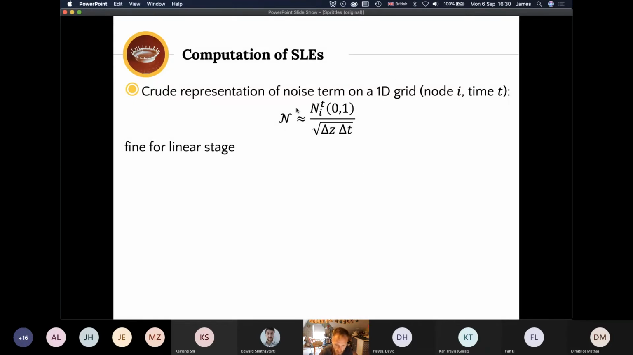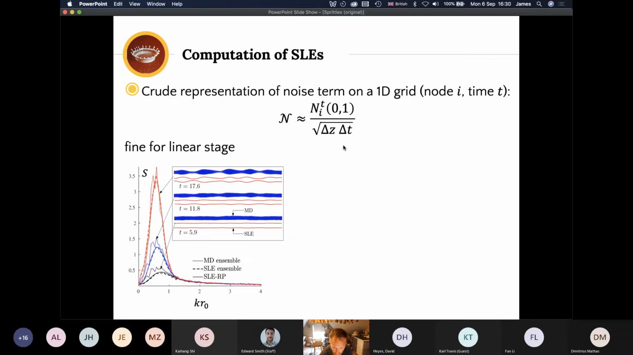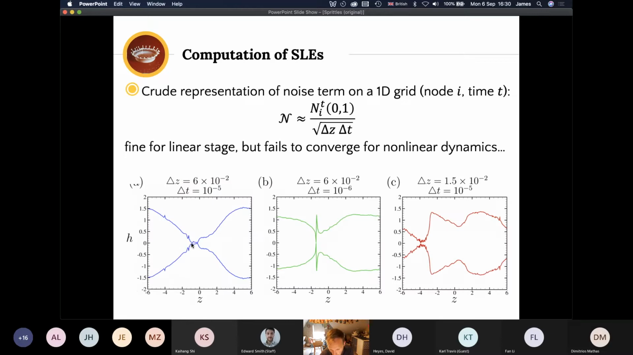So the crudest thing one can do is simply say, well, let's make the noise just some random numbers on a grid with normal distribution and the appropriate scaling. And remarkably, this actually captures the linear stages perfectly well. But what we saw when we go to non-linear stages is that this scheme basically gets destroyed and we have no notion of convergence whatsoever. And for anyone who works with stochastic PDEs, this is no surprise at all.